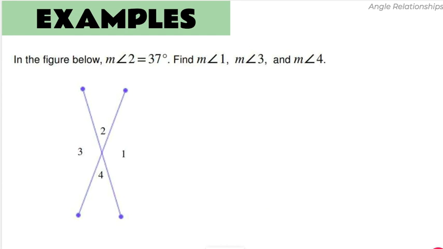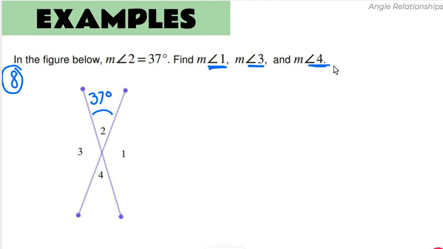All right, now let's take what we learned on identifying these angles and what makes what angles congruent, and we're going to do a little algebra. This is number 8. In the figure below, M angle 2, it's the same as just saying the measurement of angle 2. So this angle right here. So angle 2 measures 37 degrees. Okay. And our directions are find angle 1, angle 3, and angle 4.